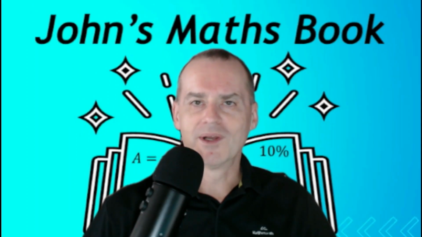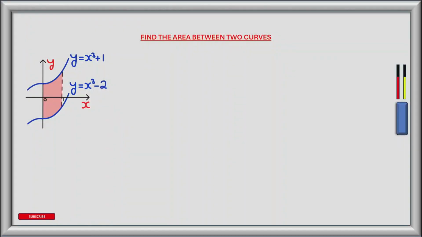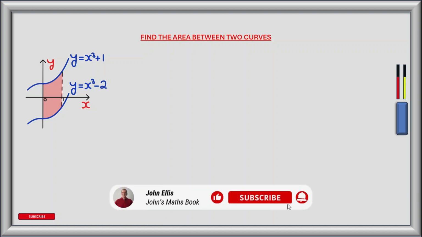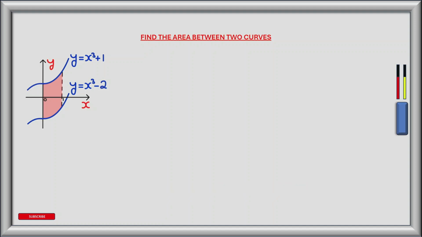Without further ado, let's go over to the whiteboard. Let's look at how we find the area between two curves, where one curve is below and the other above the x-axis. The diagram on the board shows two curves, and the red shaded region is the area we want to calculate. The equation of each curve is shown.